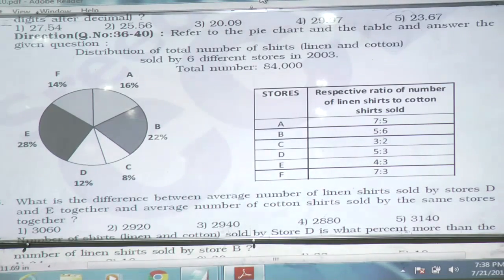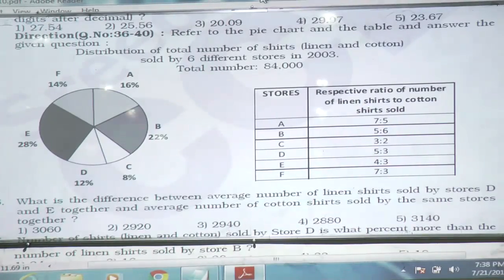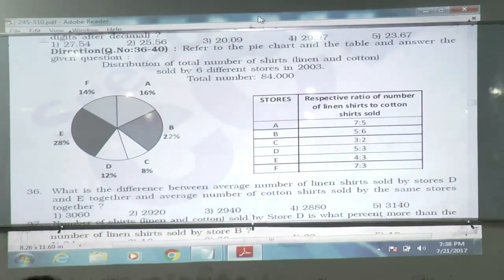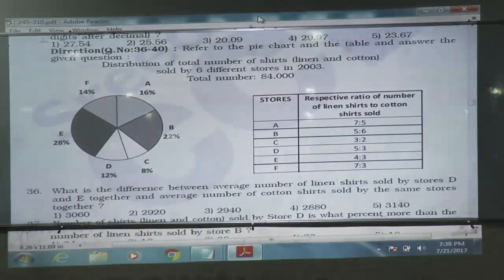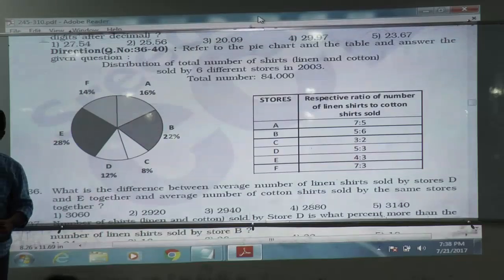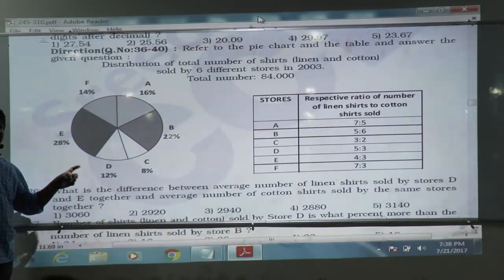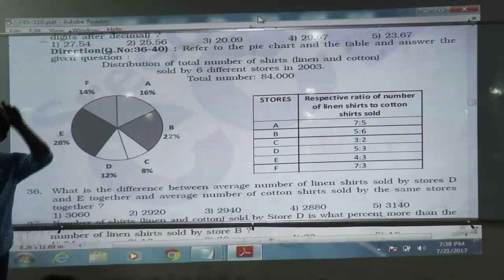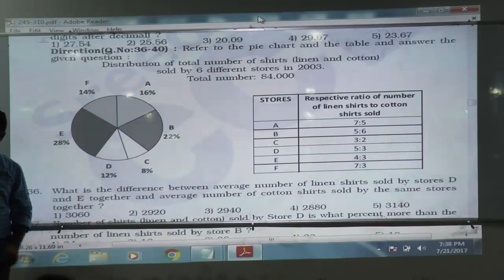What is your question? What is the difference between the average number of linen shirts sold by stores D and E together and the average number of cotton shirts sold by the same stores together? Right. They asked for the linen shirts and then cotton shirts difference and average of both stores D and E. Yes or no?